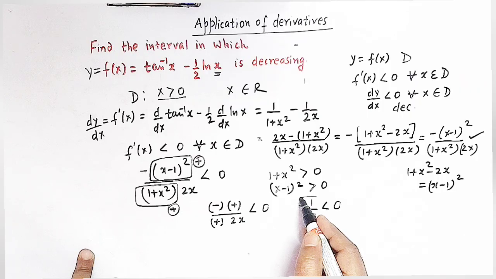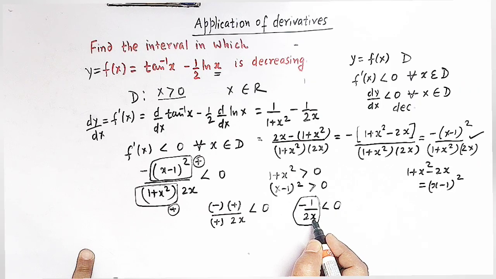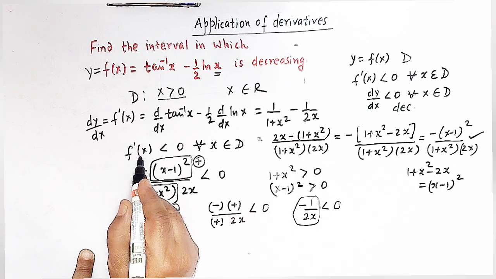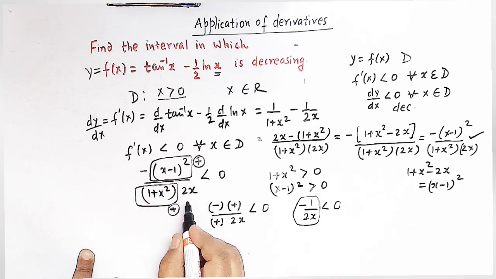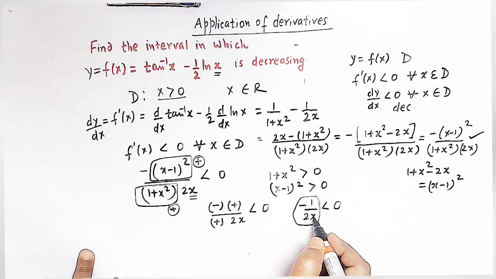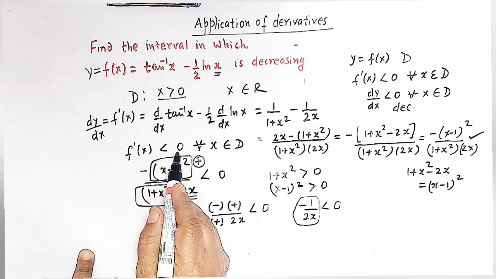So now this expression is less than 0 when x is greater than 0, because when x is positive, only then is minus 1 over 2x less than 0. So the derivative f prime of x is less than 0 whenever x is greater than 0, or x is positive, because here we have a negative sign, right? So here we should have a positive sign because the derivative has to be less than 0.